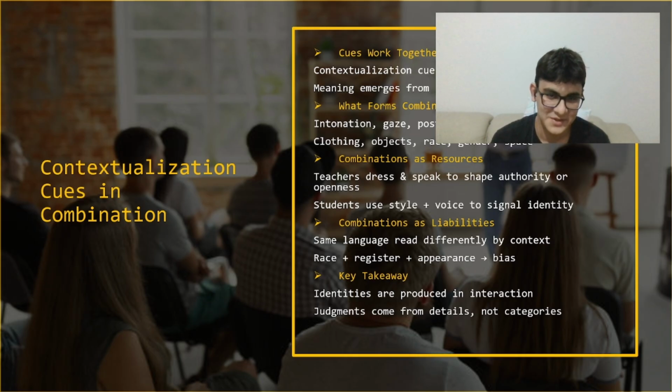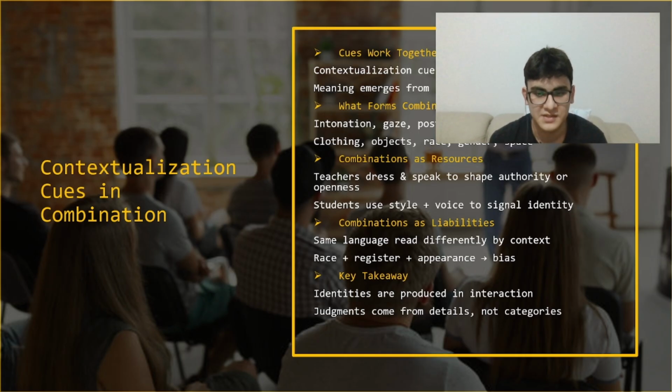What forms these combinations are intonation, gaze, posture, waiting time, our clothing, objects around us, our race, gender, and the space between us and the people, between us and our other classmates, the space around us. We have combinations as resources. Teachers dress and speak to shape authority or openness, and students use their style and voice to signal their identities.